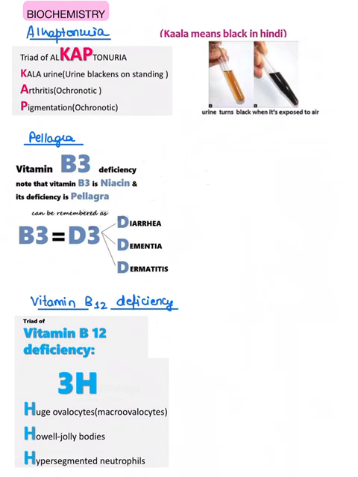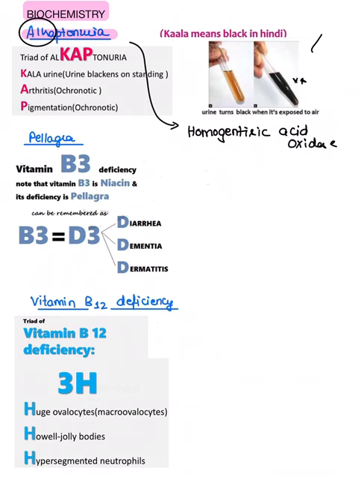Okay, now coming on to alkaptonuria. You know it is a disorder in which there is a deficiency of the enzyme homogentisic acid oxidase. So what happens is that the urine will turn black on standing. How can you remember this? Alkapto, if you rearrange it, becomes kala. Kala means black, hence the urine turns black on standing.